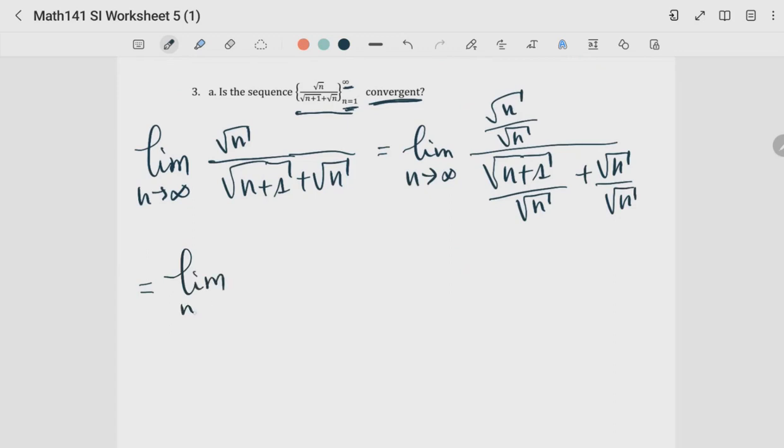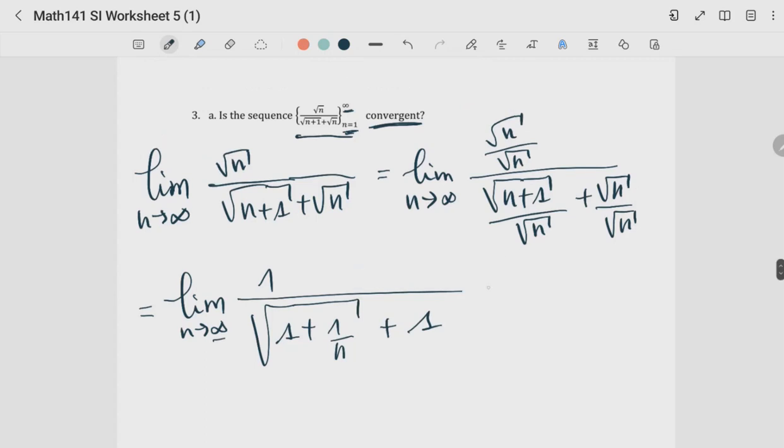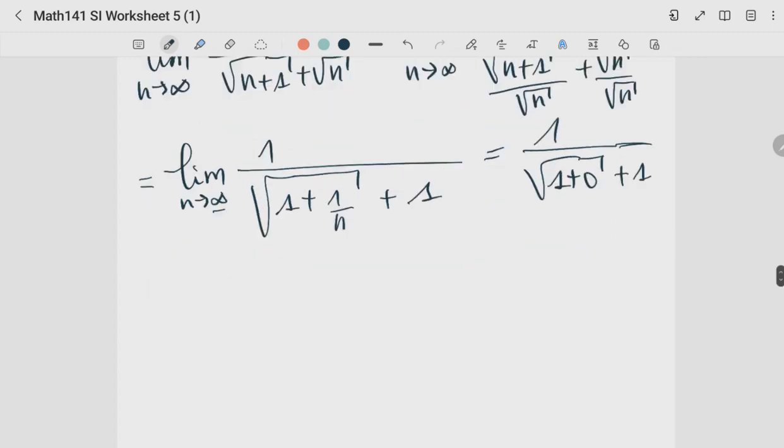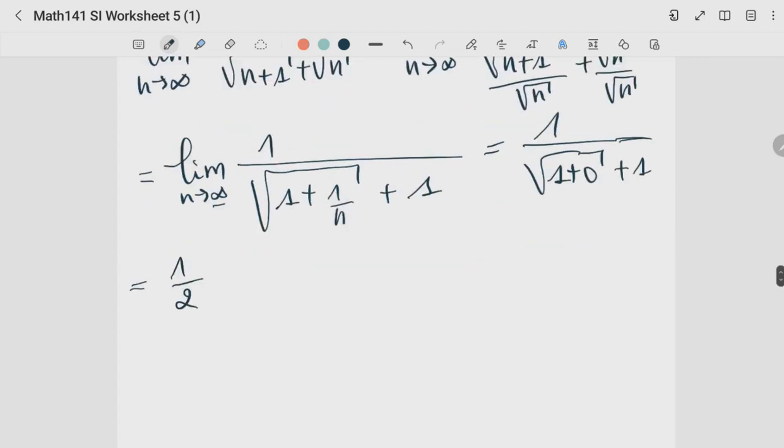which is equal to the limit as n tends to infinity of 1 over root of n plus 1 divided by n, which is just 1 plus 1 over n under the square root, plus 1. Now, what happens if you substitute infinity into this? Well, we have that this limit is equal to 1 over root of 1 plus 1 over infinity, which is 0, plus 1, which is equal to 1 over 2, which is our final answer.